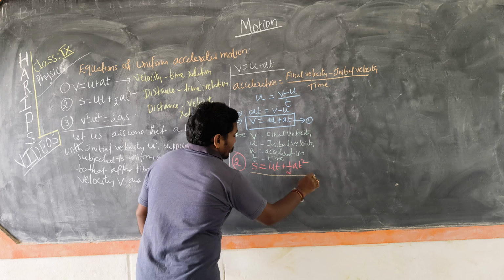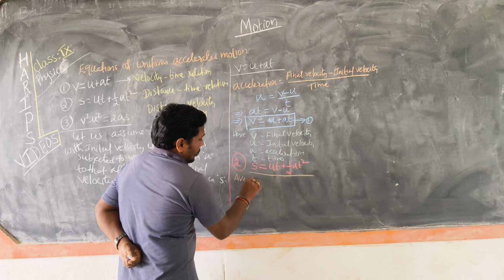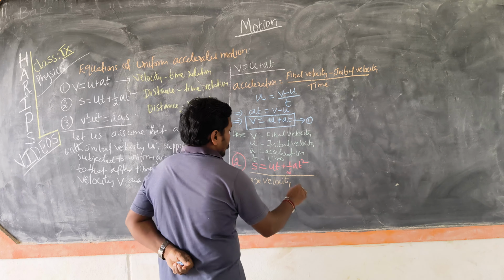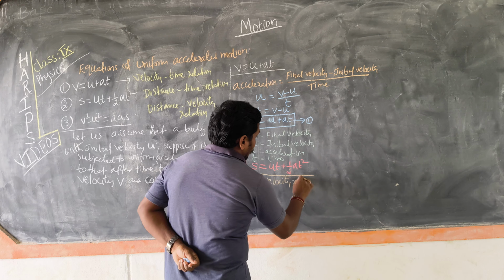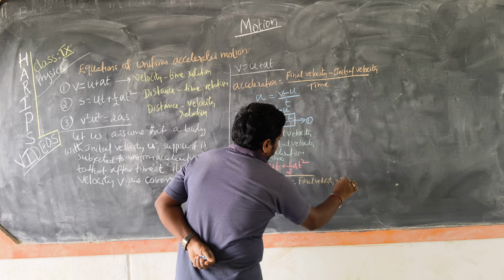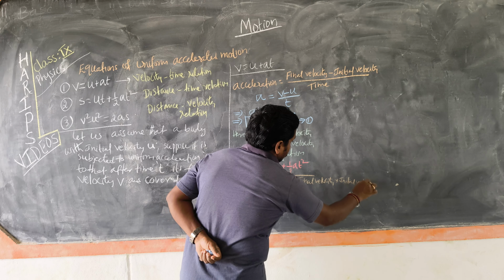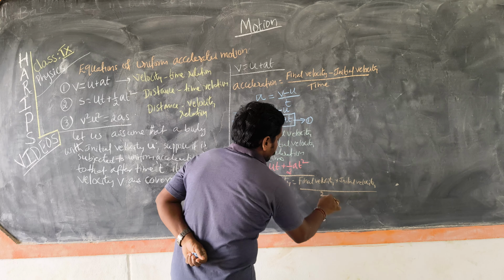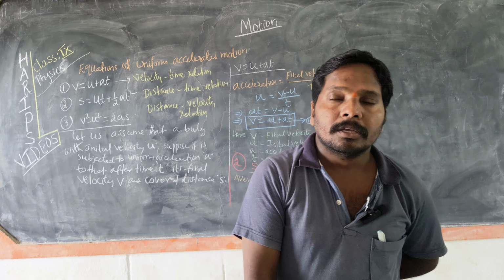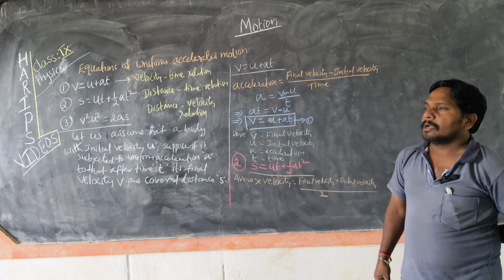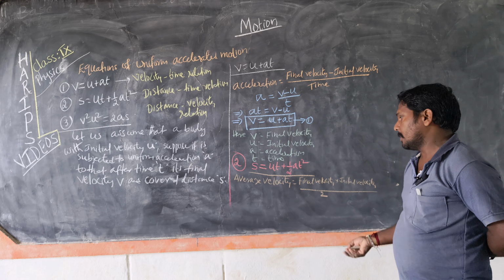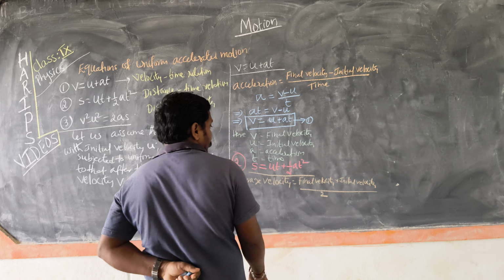So we know that average velocity is equal to final velocity plus initial velocity by 2. If the body has different velocities, we can calculate its average velocity by its arithmetic mean. So, final velocity plus initial velocity by 2.